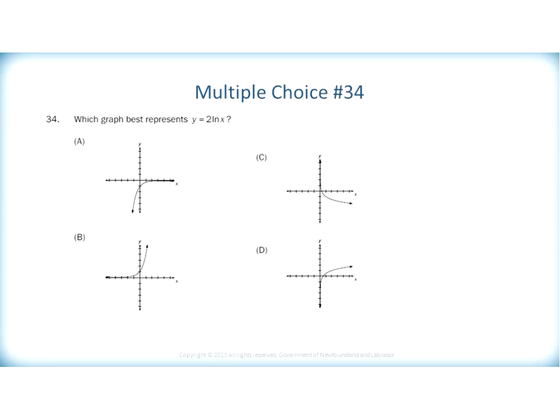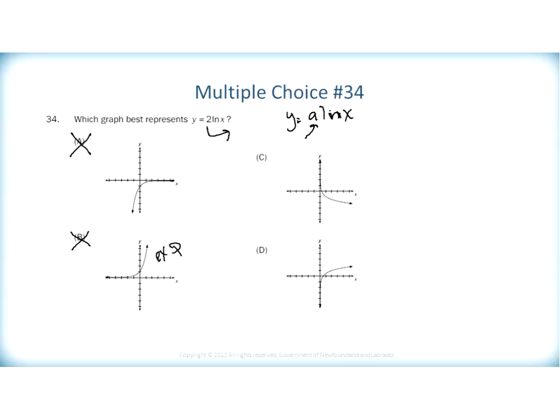Which graph best represents 2 ln x? And so we have here a logarithmic graph, a logarithmic function. In B, this is an exponential function, so we know that one's out. Because if you remember the form, we have y equals a ln x. And a, if it was a positive number, then it was an increasing log function. And if it was a negative number, then it would be a decreasing log function.